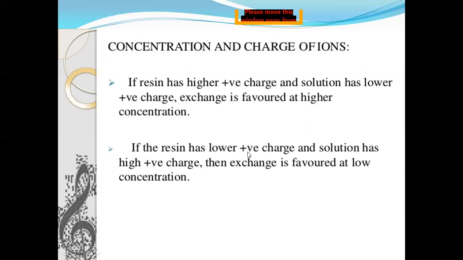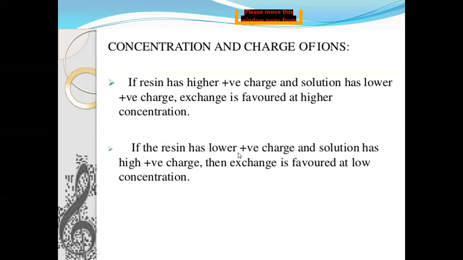If the resin has low positive charge, in the case of COOH, and the solution has a highly positive ion, for example, Al plus 3. So here in the first case, SO3H, we are separating Na plus. At that time the Na plus ion charge is less, and the H plus charge is higher, so we need higher concentration. In the opposite case, everything is reversed.